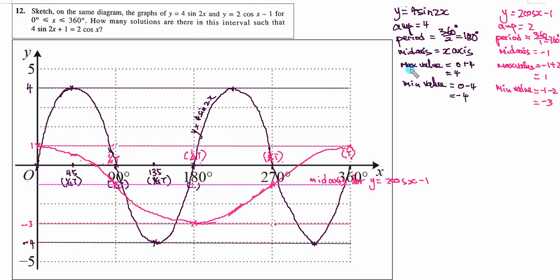Okay. Then maximum value is 0. Since your mid-axis is x-axis, the x-axis is actually y equal to 0. So 0 plus 4 for the maximum value. Minimum value is 0 minus 4. Now, with that, you draw a dotted line. In this case, I cannot draw a dotted line, but you must use a dotted line. That's for the maximum value. Minimum value is minus 4. Your mid-axis is the x-axis, this one.